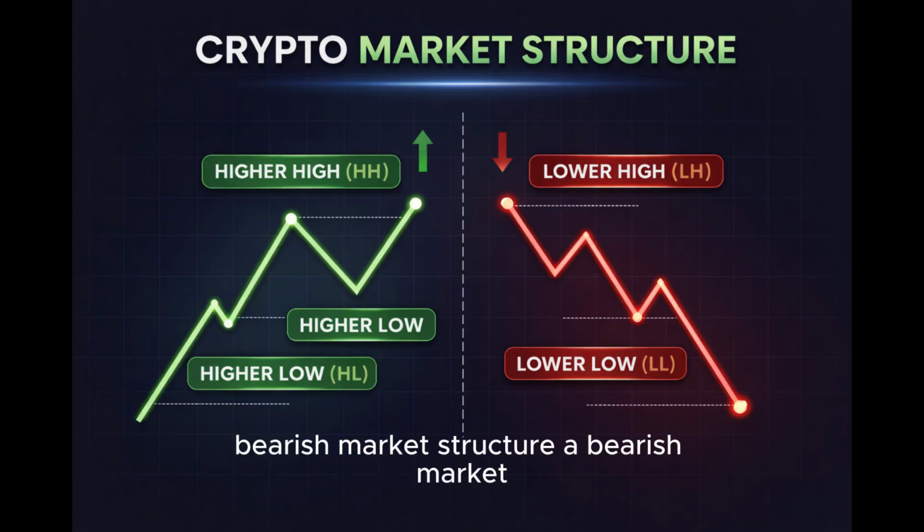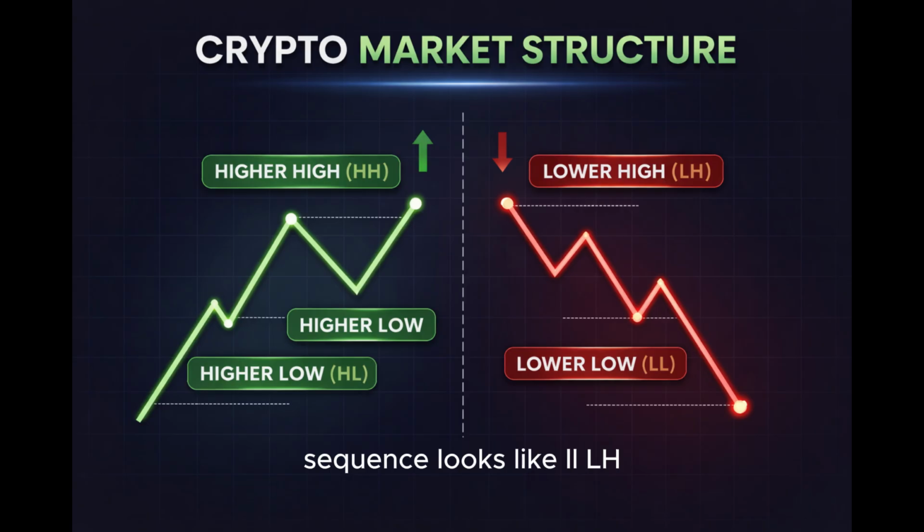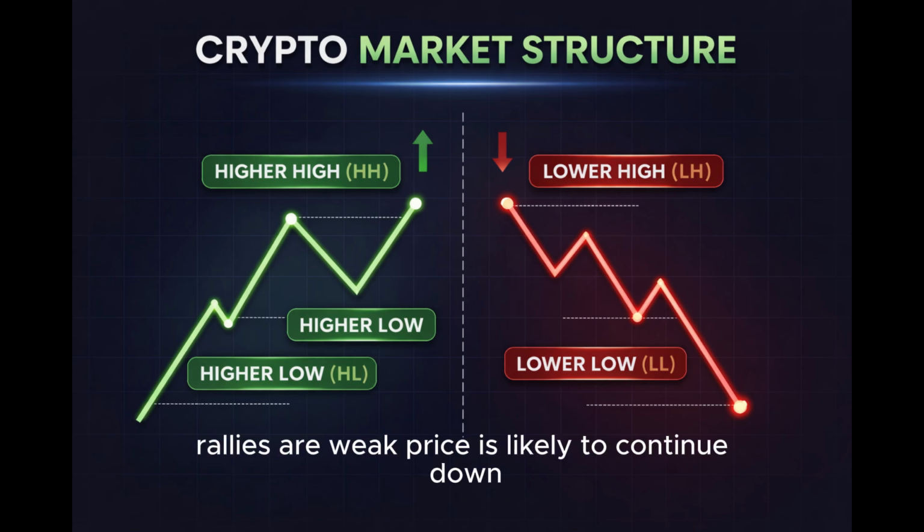Bearish market structure. A bearish market is defined by lower lows and lower highs. The sequence looks like LL, LH, LL, LH. This tells us sellers are dominating. Rallies are weak. Price is likely to continue down.